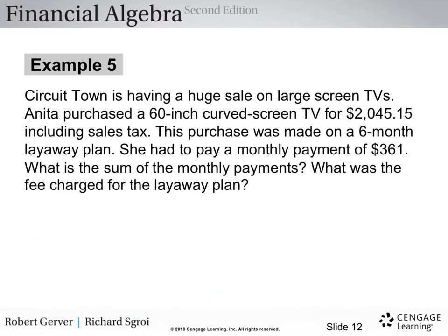All right, let's look at still another example. Circuit Town is having a huge sale on large screen TVs. We want to purchase a 60-inch curved screen TV for $2,045.15, including sales tax. This purchase was paid on a 6-month layaway plan. She had to pay a monthly payment of $361. What is the sum of the monthly payments, and what was charged for the layaway plan?